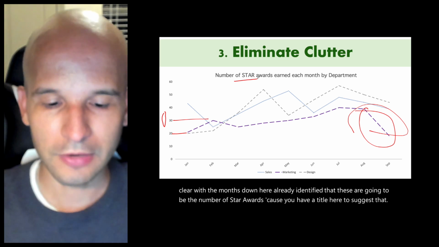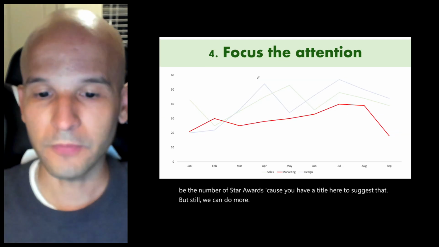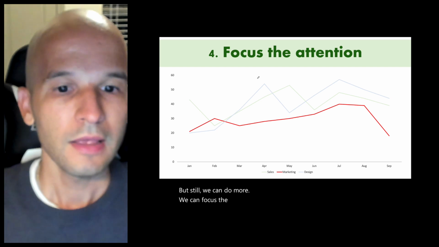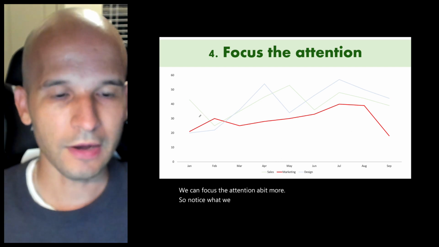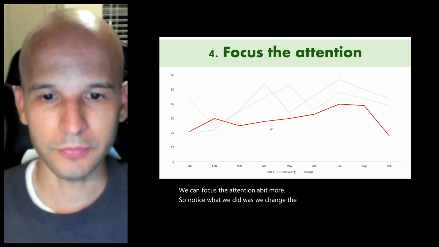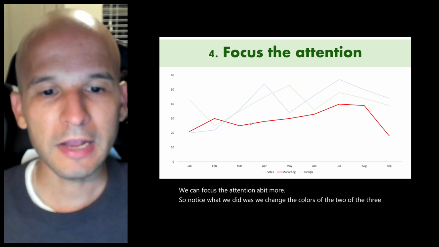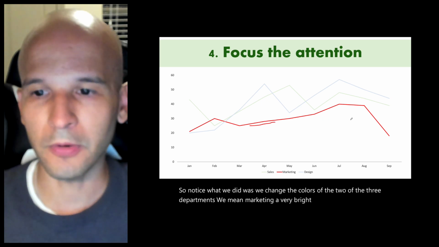But still, we can do more. We can focus the attention a bit more. So notice what we did was we changed the colors of the 3 departments. We made marketing a very bright color, because this is where you want the focus, is on the red.